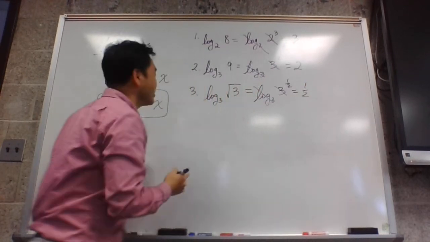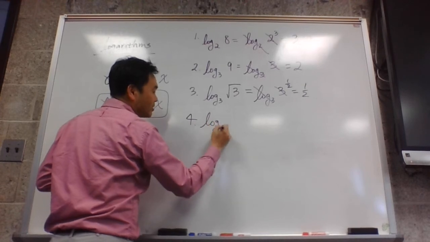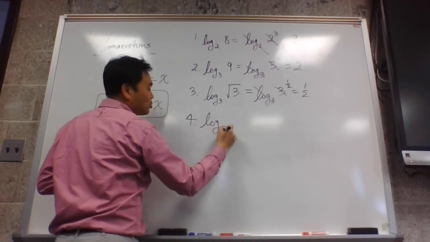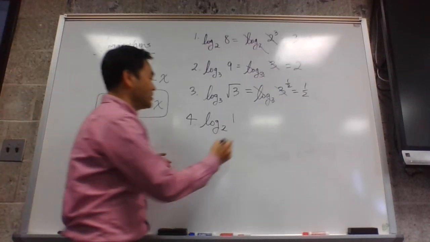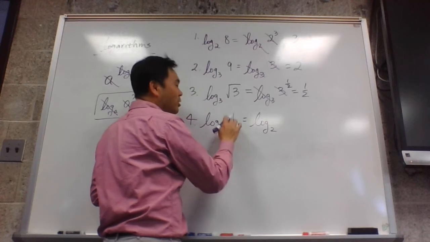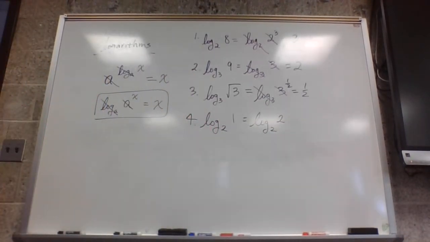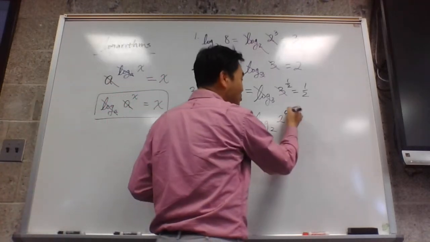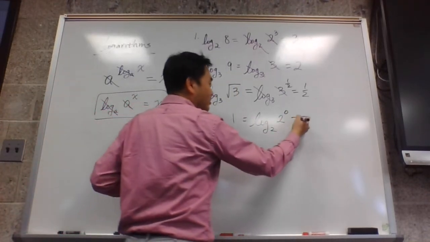Okay. Another one, log base 2 of 1. Uh-oh. 1 is 2 to what power? 0th power. Anything to the 0th power is 1. You knew that, right? Okay. So what's the value? 0.